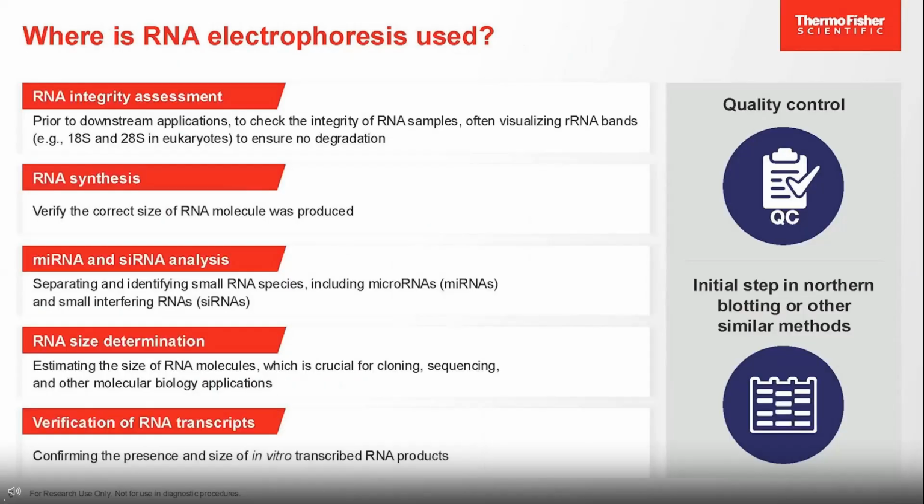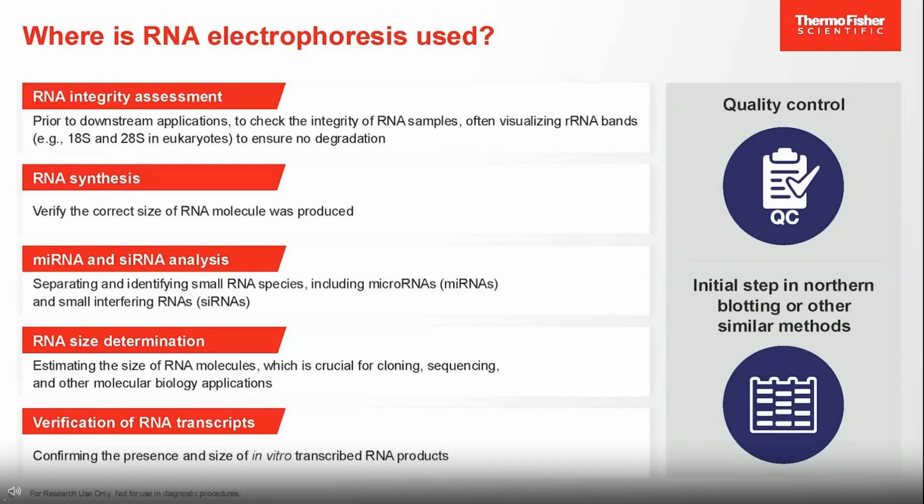So let's get back to where RNA electrophoresis is used. Generally speaking, within the field of nucleic acid analysis, there are two primary functions for nucleic acid electrophoresis. One is quality control. This would basically be assessing your RNA integrity and checking whether the synthesized fragment is of the correct size. All of these are steps within your workflow that are purely quality control related.